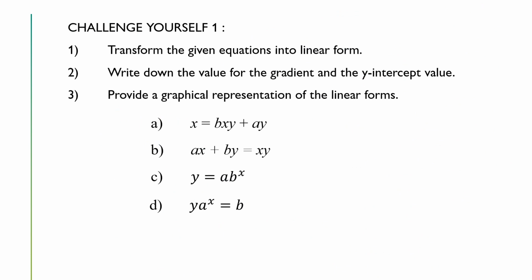Right, so I've covered enough questions. So for the remaining ones, please do it on your own. You are asked to transform the given equations, that is your part A, B, C, D, to linear form. And then write down the values for the gradient and the y-intercept value, and provide a graphical representation. So you don't really have to show positive or negative gradient, because we don't know if the gradient given is positive or negative. You just roughly draw a straight line, indicate where the y-intercept is, and the value for the y-intercept, like what I have done earlier.